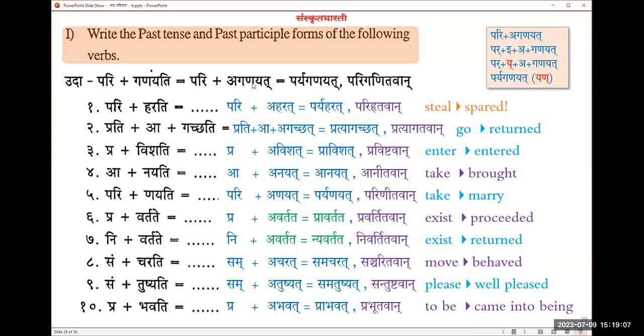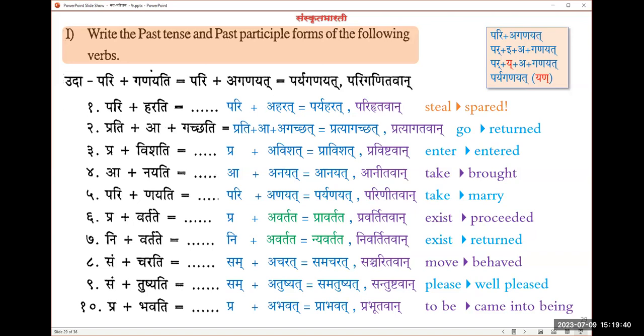Thanks, Varya. Well done. Sir, one question I have. In this 7th one, ni plus vartate, I looked up only vartate and the past participle form was showing as vritta. That is Nivrittavan. So Nivartitavan. I guessed it would be Nivrittavan. Possibly. But what does the textbook answer give? There is no answer in the textbook, sir. This one doesn't have any answer.